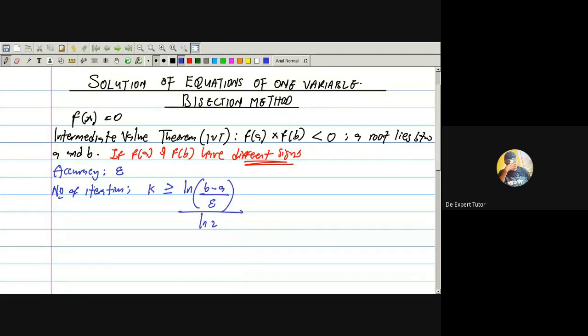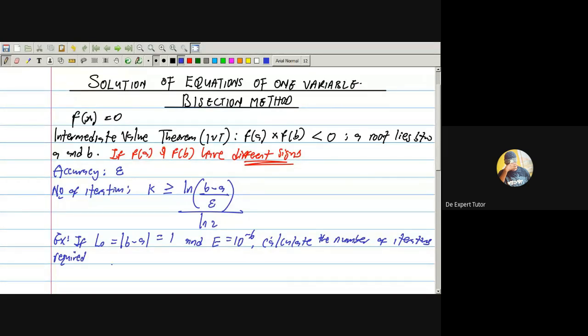For example, look at this question now. Let me give you an example on something like that. If L naught, which is equal to the absolute value of b minus a, is equal to 1, and our accuracy, epsilon, is 10 raised to the power minus 6, calculate the number of iterations required.